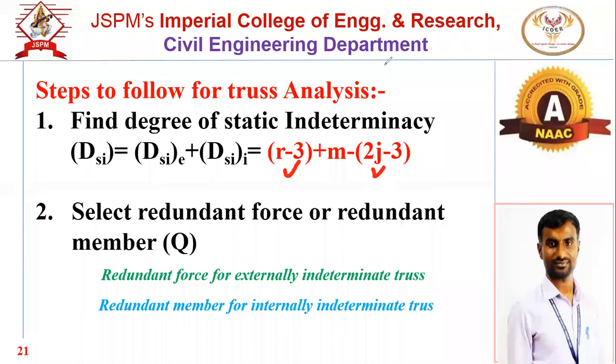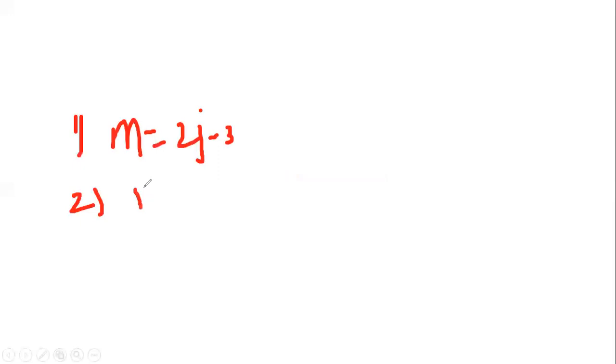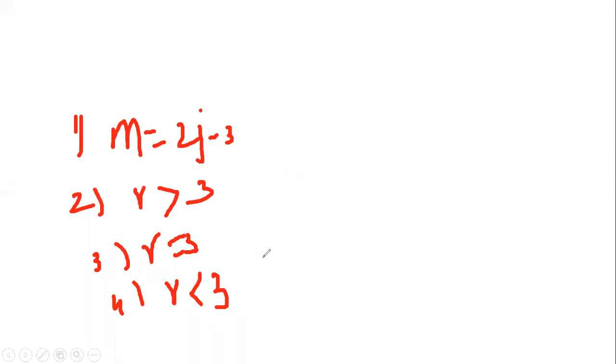So when will the truss be externally indeterminate? I will give 4 options. Listen to the question: when will the truss be externally indeterminate? Option A, when m is equal to 2j minus 3. Second option, when r is greater than 3. Third option, when r is equal to 3. And the fourth one, when r is less than 3. So these are the four options. Now tell me, what is the condition for the truss to be externally indeterminate?